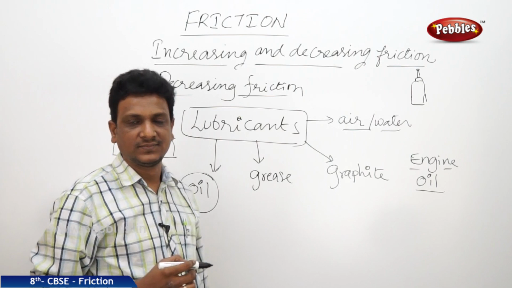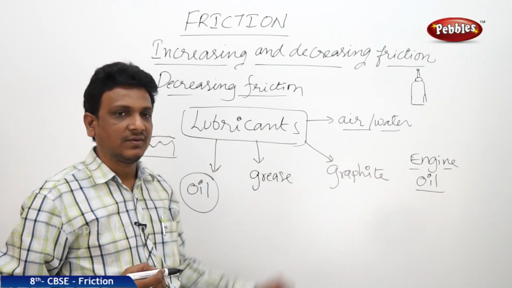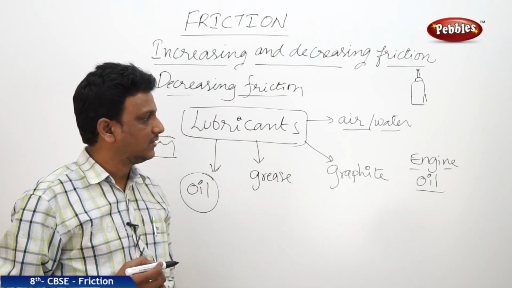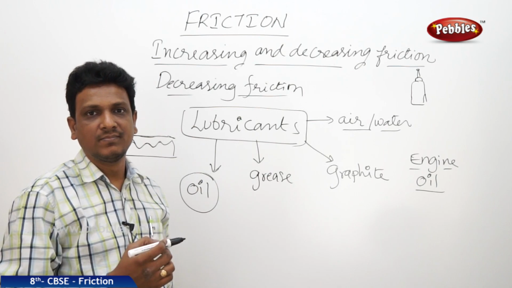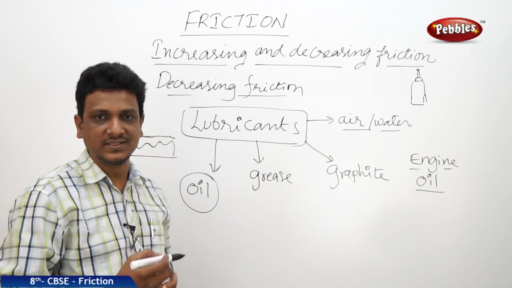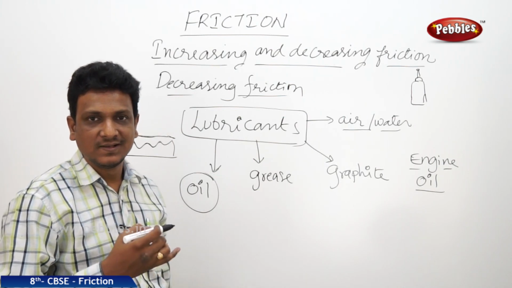For bikes, cars, trucks, buses, lorries, for every vehicle, they keep oil in the engine. They keep oil, they keep coolant oils. These oils will absorb the heat. These oils reduce the friction.